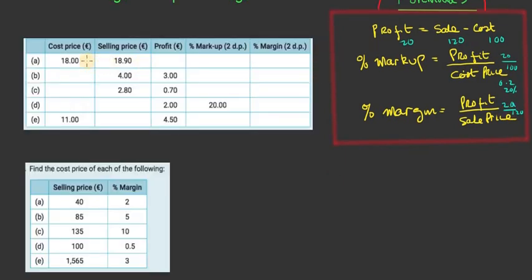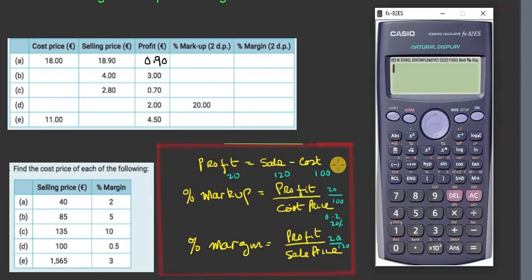Now these questions, as you can see, are giving us some information, and you have to work out the rest of the information yourself. We'll be using these formulas to do that. So if the cost price is €18 and the selling price is €18.90, obviously your profit is going to be 90 cents. I've rearranged the screen a little bit so I can get the calculator in too. So let's have a look at our markup. It's profit over cost price.